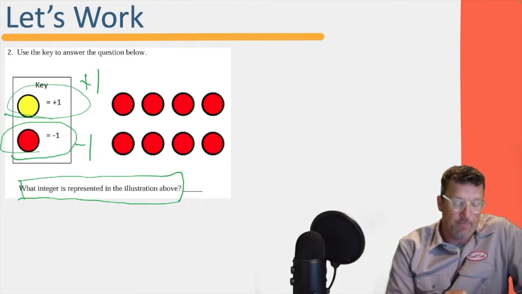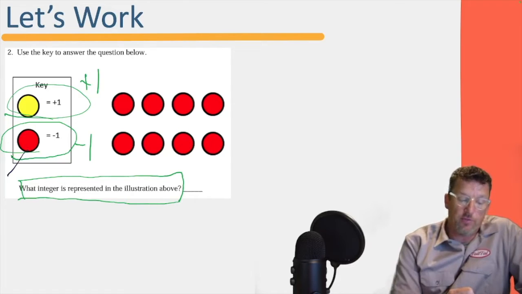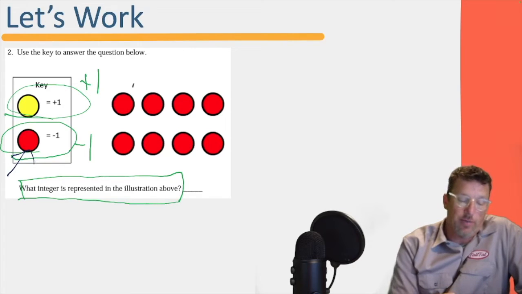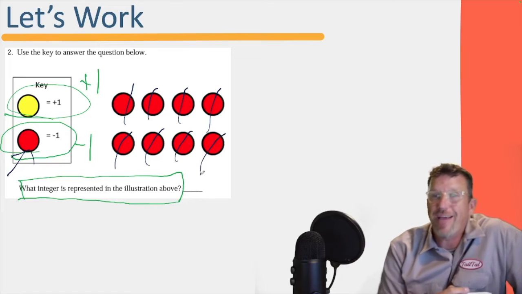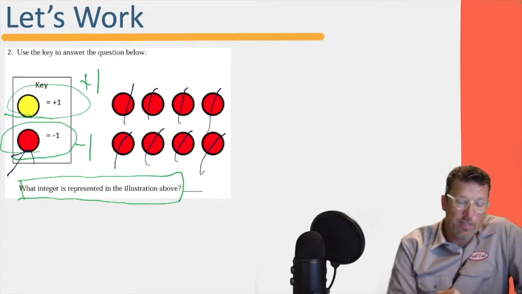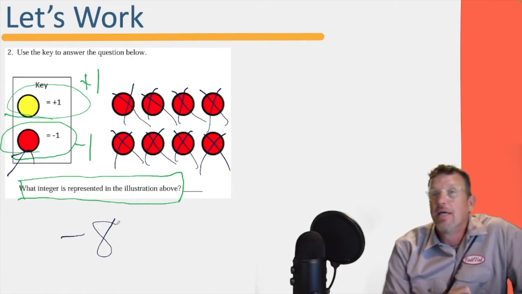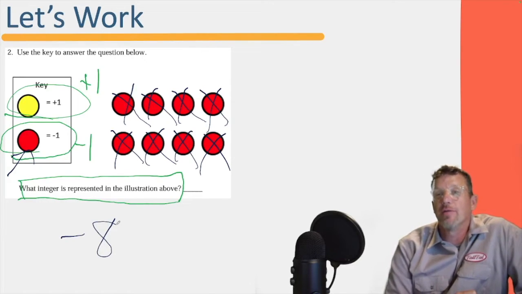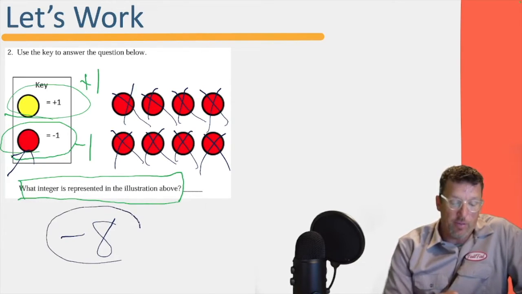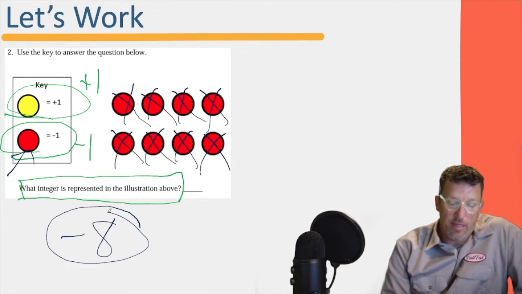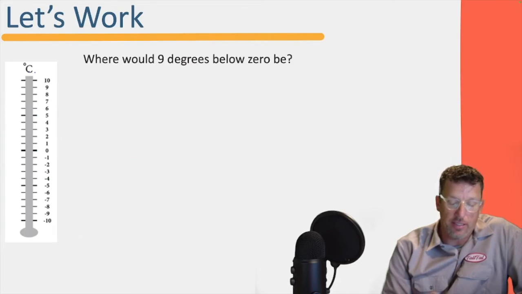Well, let's look at that. We said that the red dots are each worth -1. And how many of those do we have? Well, we have 1, 2, 3, 4, 5, 6, 7, 8. So if we have 8 dots and each one of them is -1, we have -1, -2, -3, -4, -5, -6, -7, and -8. So we have -8. Those red dots each represent -1, which means the integer is -8. Okay, pretty simple right there, but it will get harder when we get into the adding and subtracting.